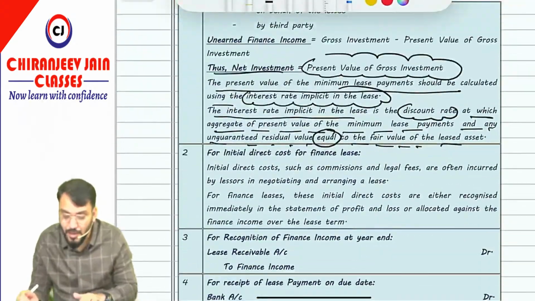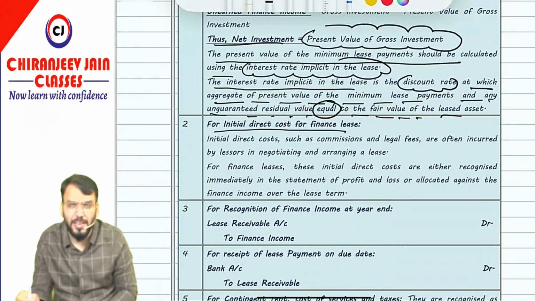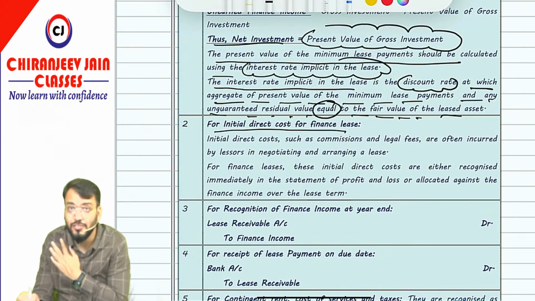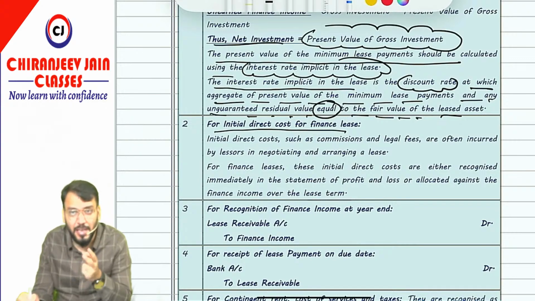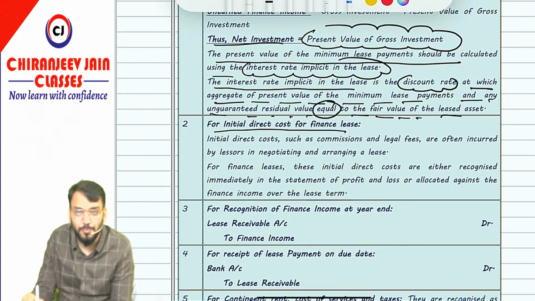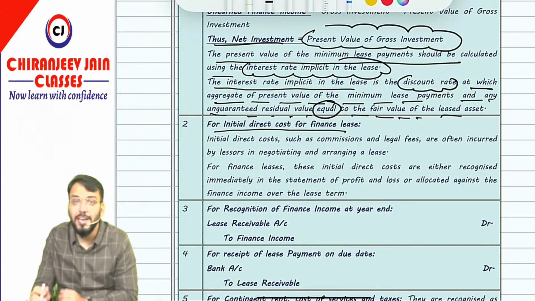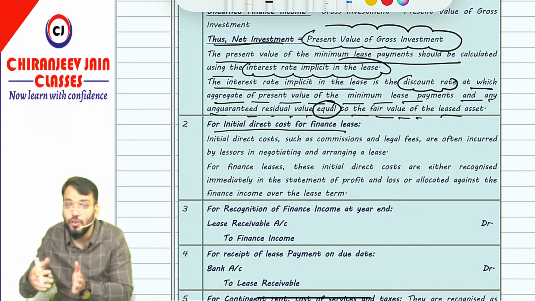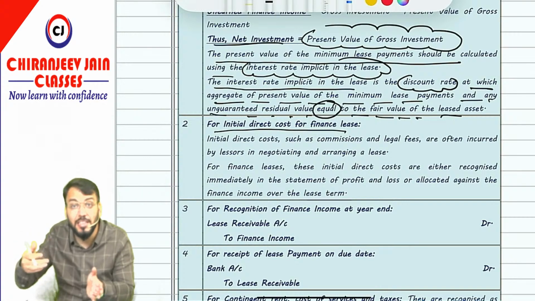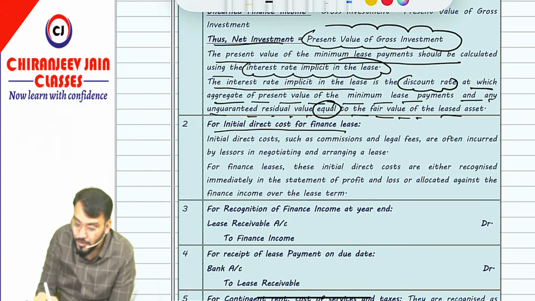Yes, sir. Now coming to the initial direct cost of finance lease, normally they don't ask initial direct cost, but suppose they have given initial direct cost incurred by lessor. So we have two options for the accounting treatment of initial direct cost. Either this can be charged to PL account as an expense immediately, or it can be deferred and amortized over the lease term in the ratio of finance income. Correct? So there are two options.